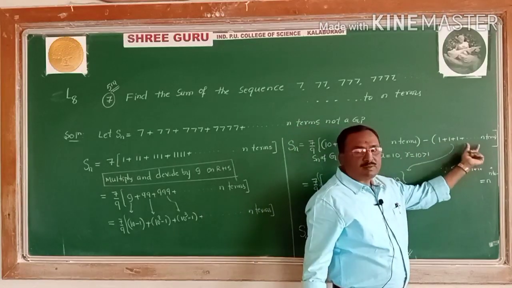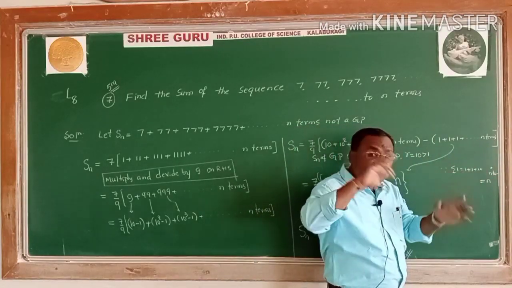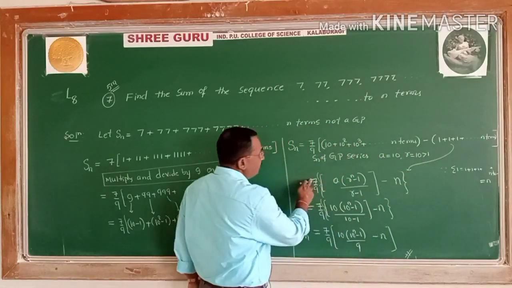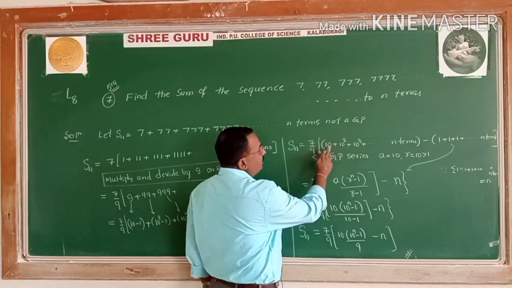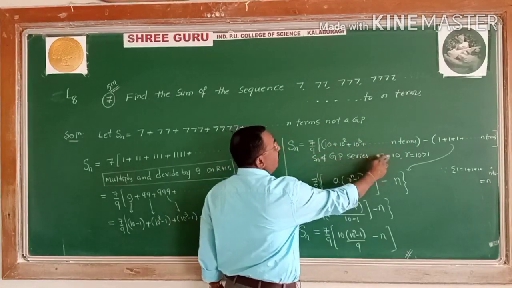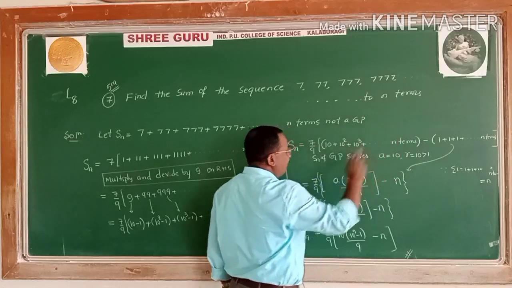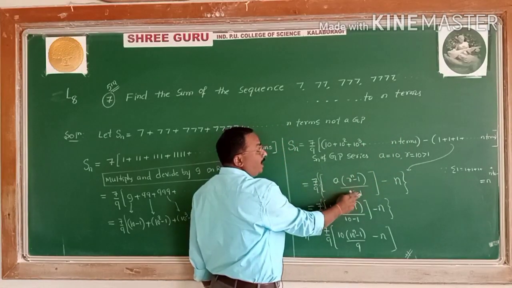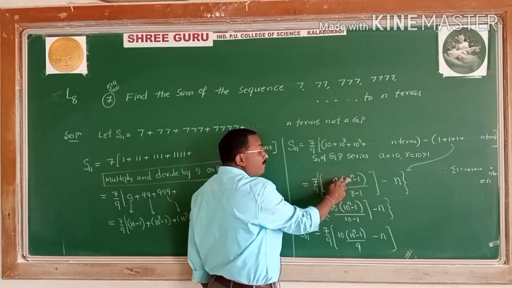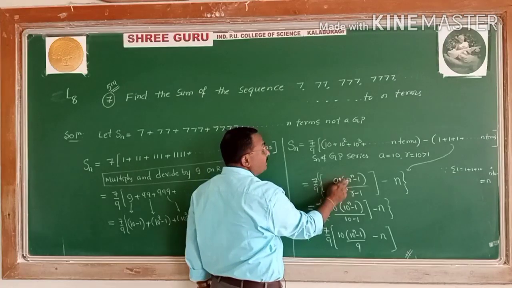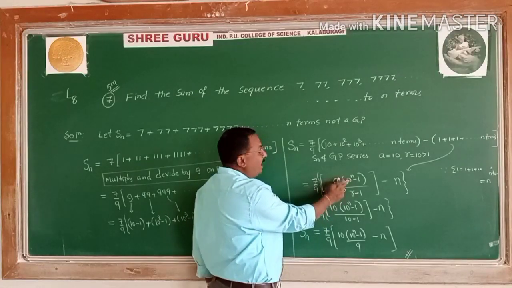1 plus 1 plus 1 plus 1 plus 1. How many ones? N times ones. The total value is N. 7 by 9 is there. This is Sn of a GP series. A is 10, R is 10, greater than 1 formula: A times R to the power n minus 1 divided by R minus 1. R greater than 1 is the first formula, R less than 1 is the second. Here R is greater than 1, so the first formula applies.